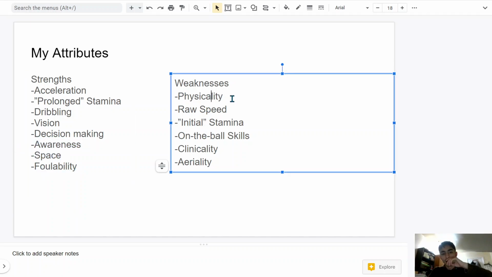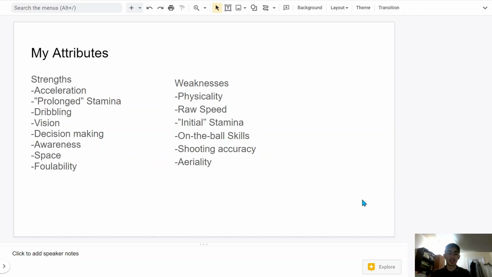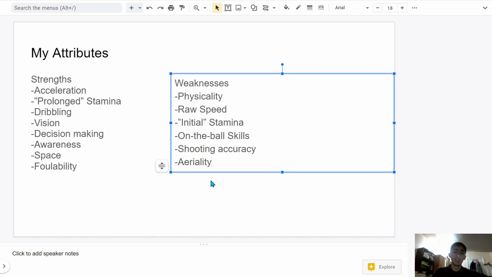So my weaknesses are physicality, raw speed, like actual speed itself, initial stamina, on the ball skills, clinicality, as in my ability to score goals, and aeriality. Of course, accuracy. Sorry, in scoring. Maybe I should have written accuracy, shooting accuracy. There, that would be better because clinicality can also link to passing as well, and I have very good passes. They're not the best, but they're very good. And aeriality meaning your strength in the air, as in heading.